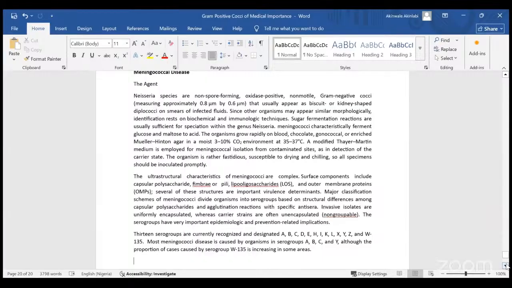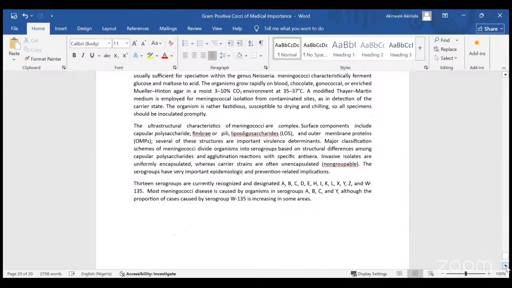But the majority of meningococcal disease is caused by organisms in serogroups A, B, C, and Y. Although serogroup W135 is also increasing in the proportion at which it causes disease in some areas. So know all of them, and know the ones that cause disease more than the others.